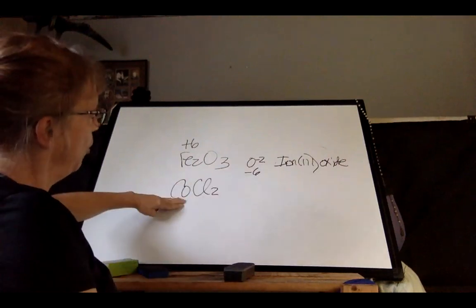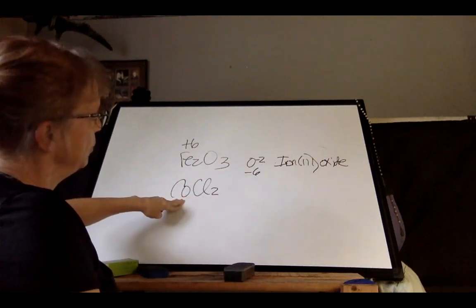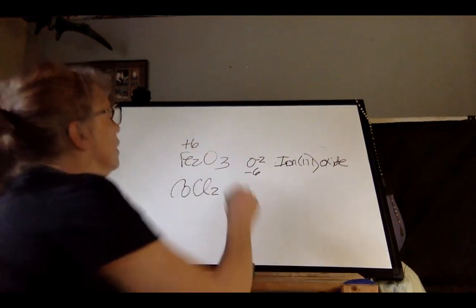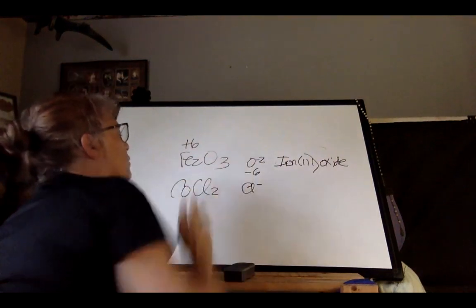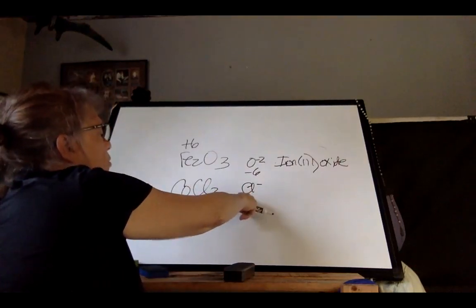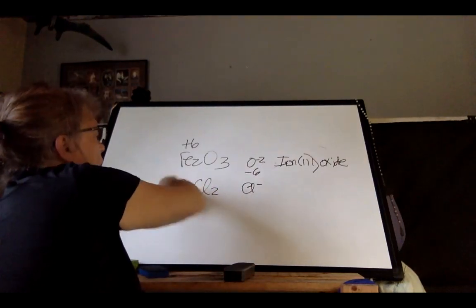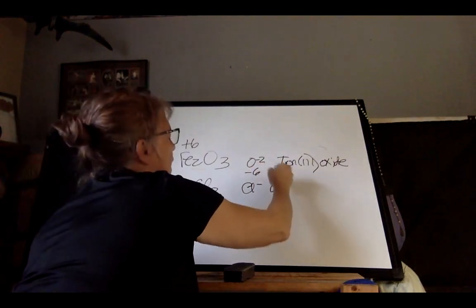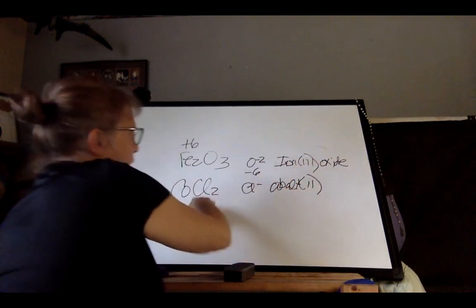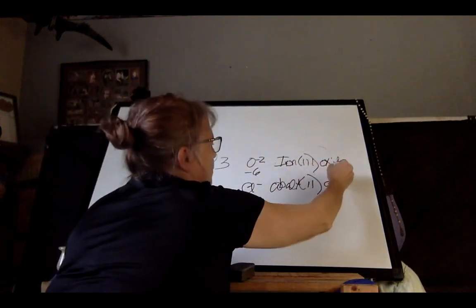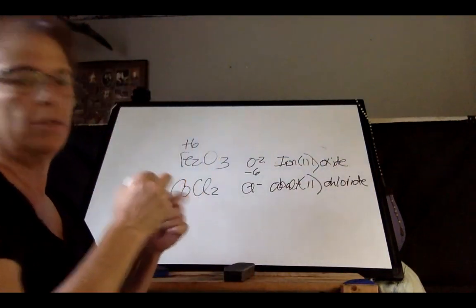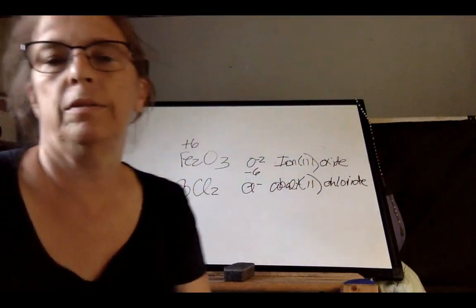Down here we have cobalt, which has a variable charge. It's in a compound with 2 chlorines. Each one of those chlorines would be -1, but there's 2 of them, so that's a total charge of -2. So the cobalt has to have a charge of +2 to balance out the chlorine. So the compound would be cobalt(II) chloride.